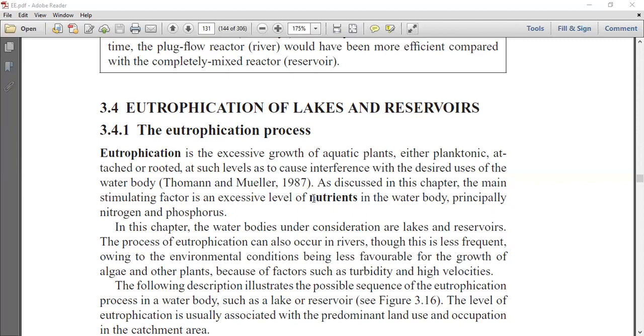So the next topic is eutrophication of lakes and reservoirs. Eutrophication is an excessive growth of aquatic plants, either planktonic, attached or rooted, at such a level as to cause interference with the desired use of the water body. As discussed in this chapter, the main stimulating factor is an excessive level of nutrients in the water body, principally nitrogen and phosphorus.